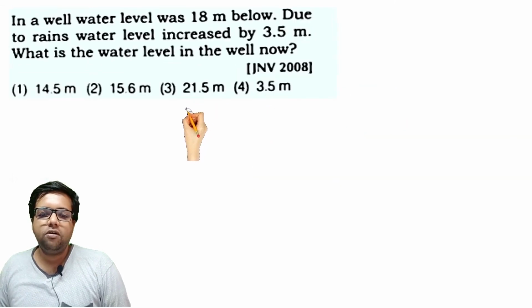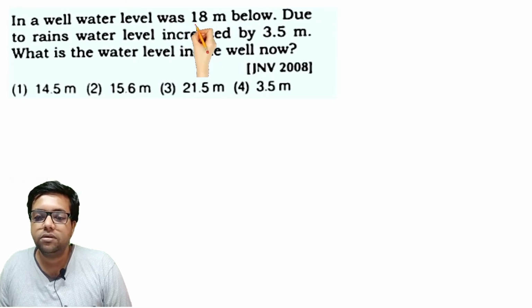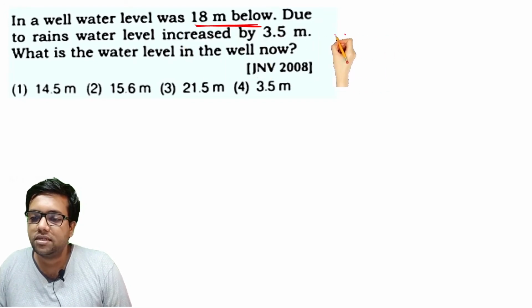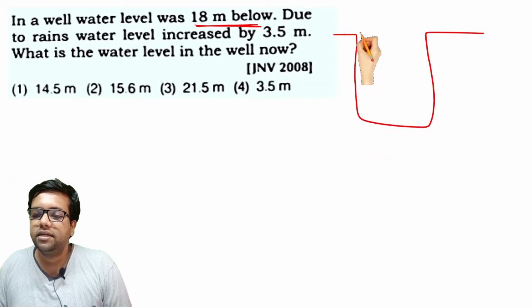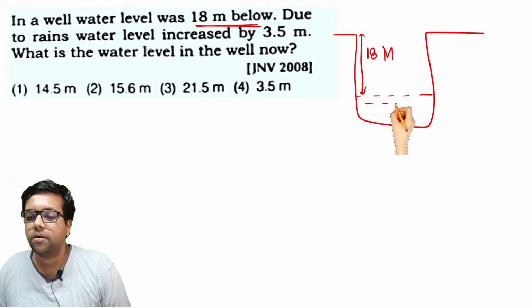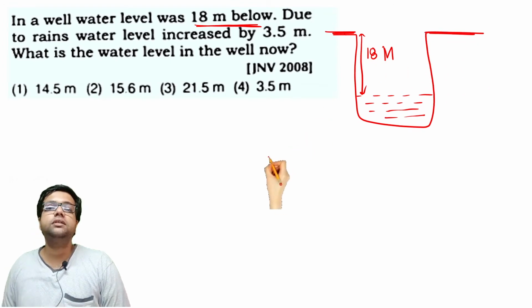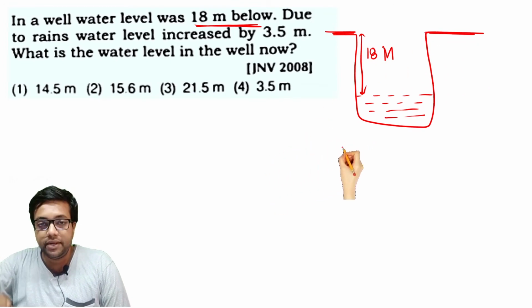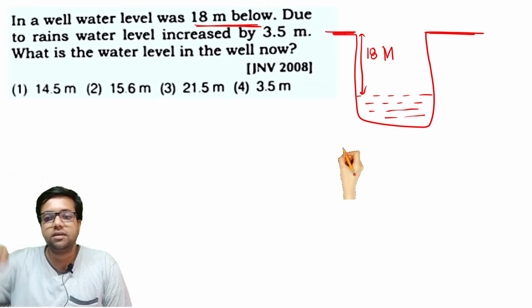In a well, the water level was 18 meters below. You must understand this. Suppose there is a well, and they are saying the water is 18 meters below. Okay, they are measuring the water from the surface. It is not measured from the bottom of the well. It is measured from the surface level.